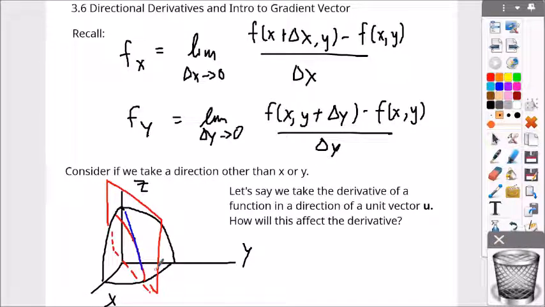So what if we did take it in a different direction, of a unit vector? I'll explain why it has to be a unit vector in a second. But how will this affect the derivative?